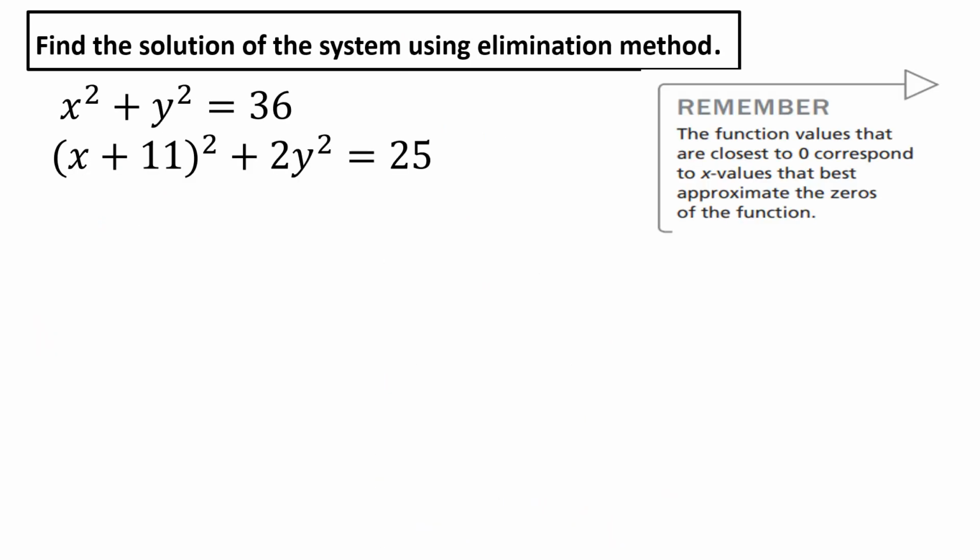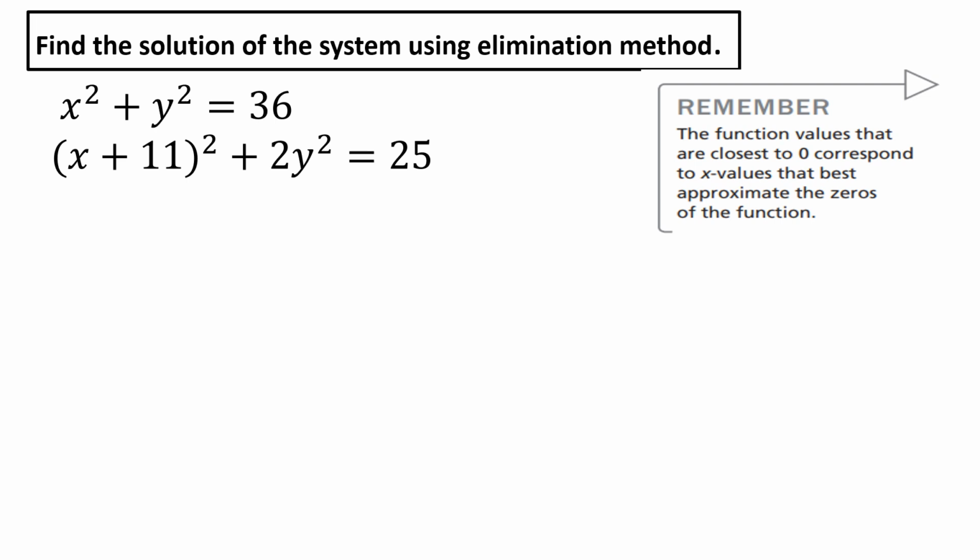Next example, we have x squared plus y squared is equal to 36, and the second is (x plus 11) squared plus 2y squared is equal to 25. So far, the system is made up of a circle. This one is an equation of a circle, and this next is an example of an ellipse. So how do we find the solution of this system using the elimination method?